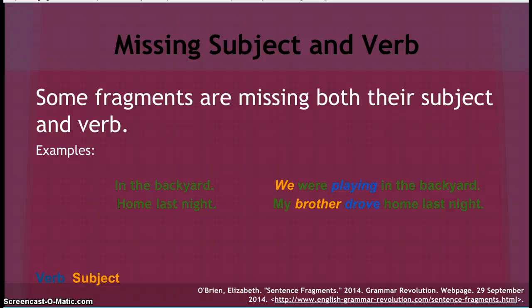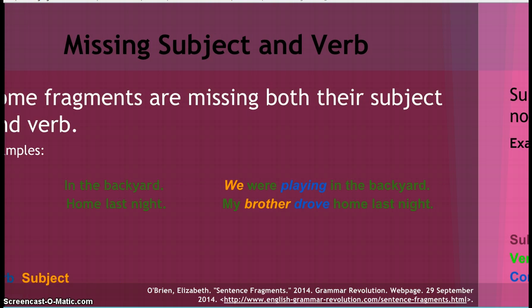Here are some examples. In the backyard. Who was in the backyard? What were they doing? We were playing in the backyard. Home last night. Who was home last night? How did they get there? There are many questions that can be asked of a statement like that. My brother drove home last night. This is just one of many ways that that fragment could be corrected.